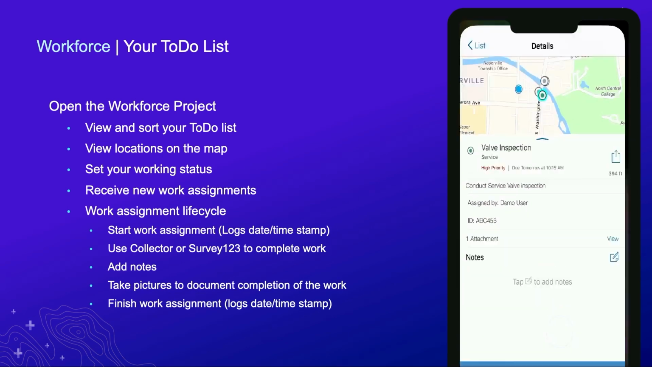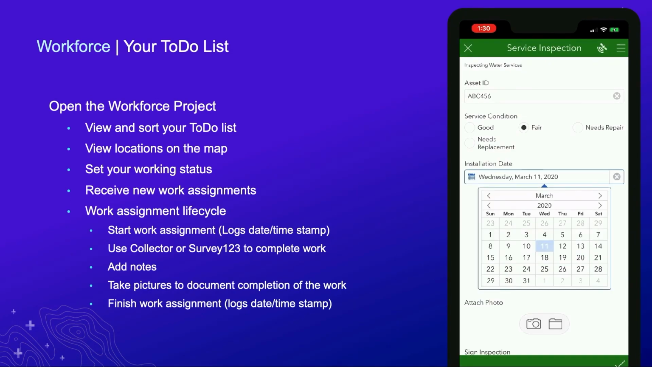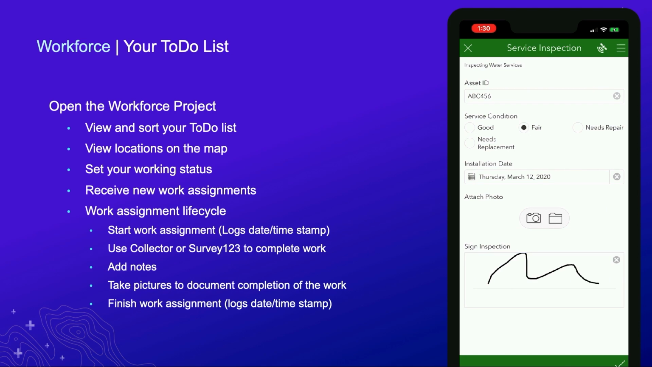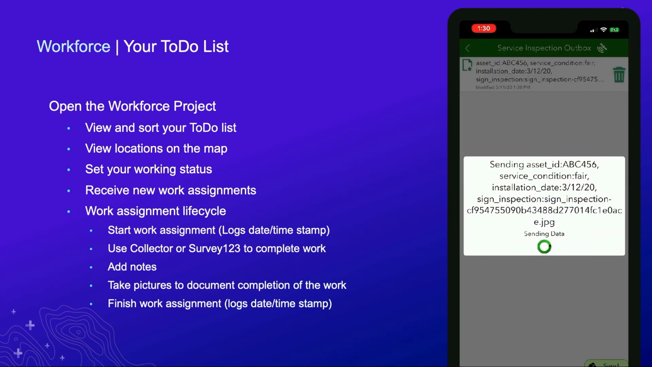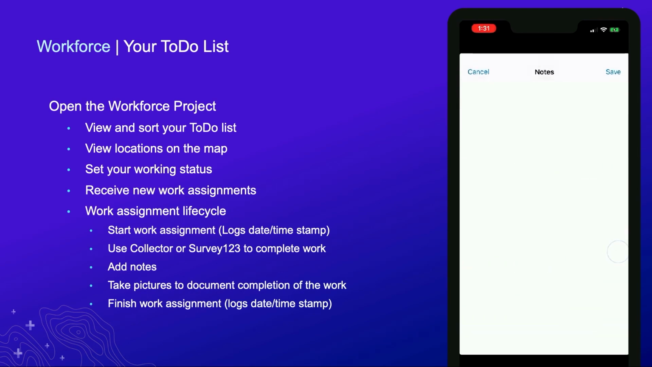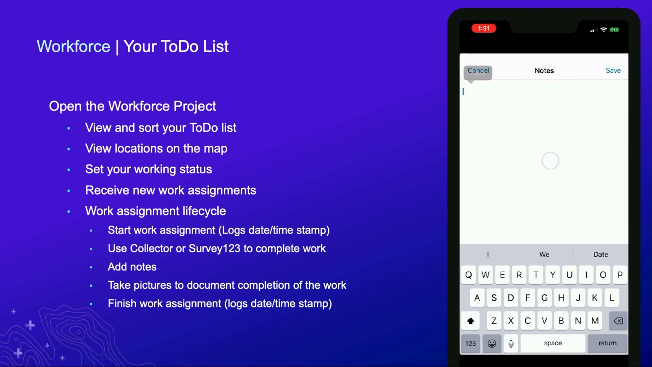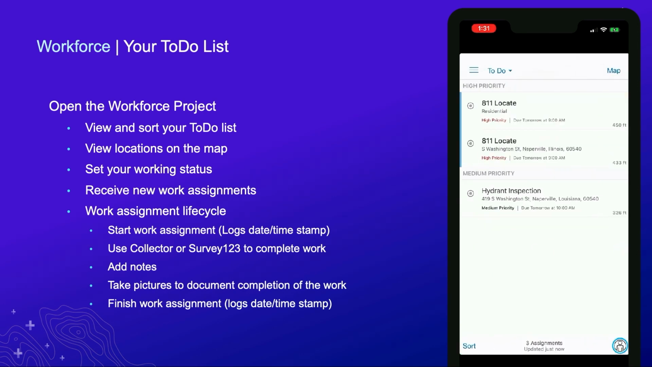This is integrated with Survey123, so it launches Survey123. I can set the service condition, sign it, fill out those details, send that information back, and come back to the Workforce app and make some notes about the work I just completed, perhaps saying that some painting work might need to be done. I could take photos if I wanted to about the state of it, and then finish that work.